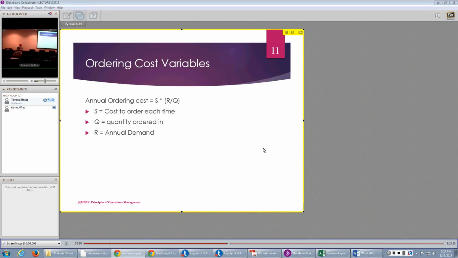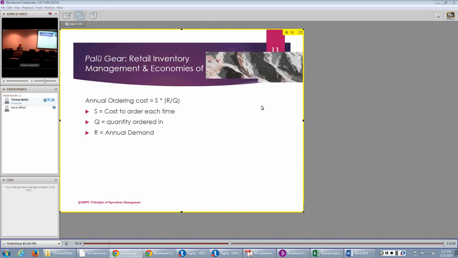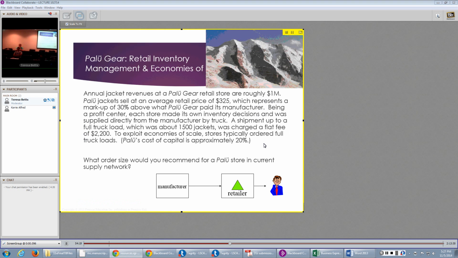Our annual ordering cost, we had C sub O as our cost to order each time. They're calling it capital F, okay? Q is going to be the amount that we're going to order, and R, capital R, is going to be our annual demand. They're doing that because capital R can represent throughput per year, right? So we're trying to be consistent with the variables we're using in this textbook, okay? So we've got this example.